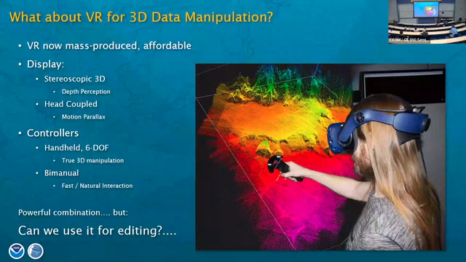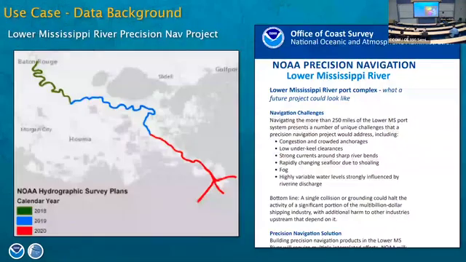That's great, that's powerful, but we need to create an app that could use all of that power to edit point clouds. So first of all, I will say what kind of information we had at first. It was the Lower Mississippi River precision navigation project, and we got that information over like 3 years.